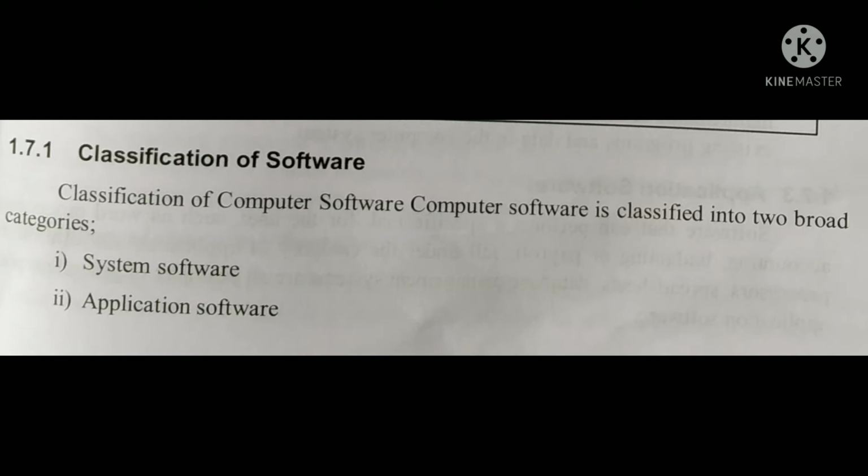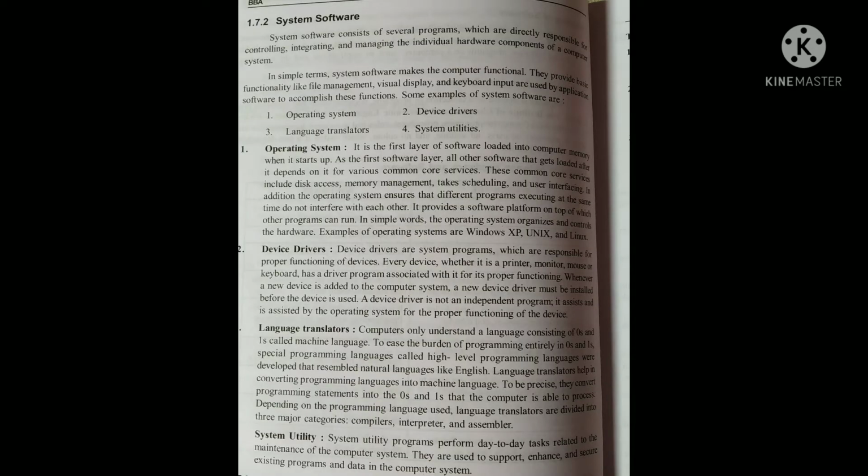What is the operating system? It is the first layer of software loaded into computer memory when it starts up. All other software that gets loaded after is dependent on it for various common core services. These common core services include disk access, memory management, task scheduling, and user interfacing.